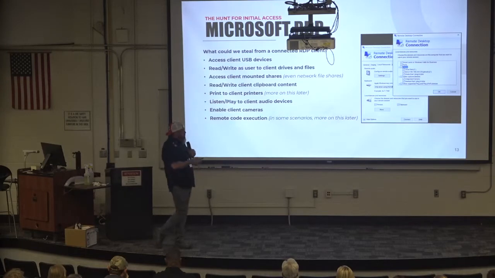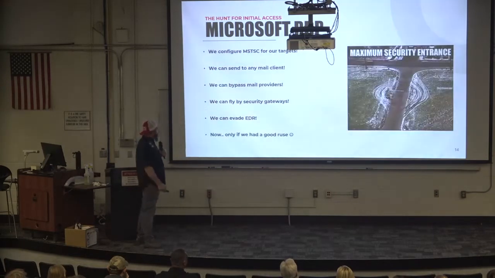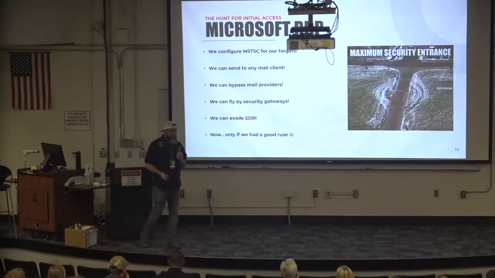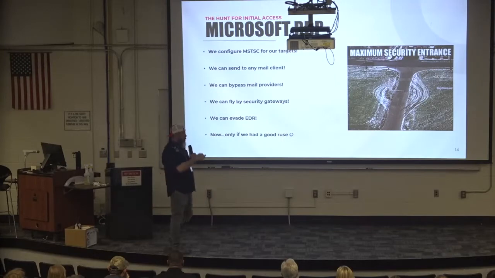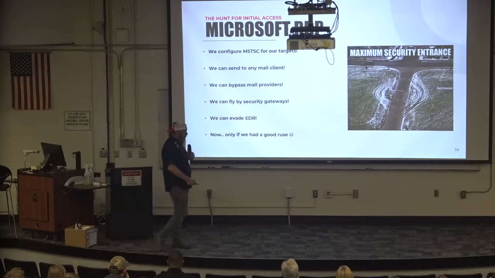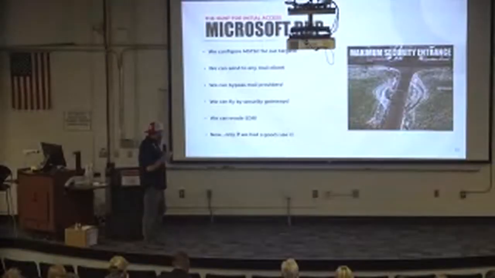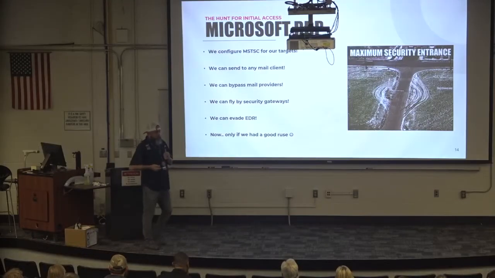But if you look, Microsoft Terminal Services has a wide variety of attack vectors that we could leverage. And so the cool thing with that is we can actually configure MSTSC or the RDP file on our own machine and then just send it as a file attachment. And we can send it to any mail client because it passes through all the mail gateways. And it bypasses all the mail providers and all the security gateways and everything else. So we're basically evading everything from end to end. So it's a really great initial access vector to kind of consider. The only problem with this is we need a really good ruse.